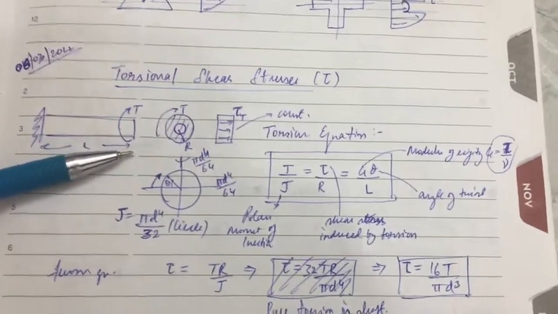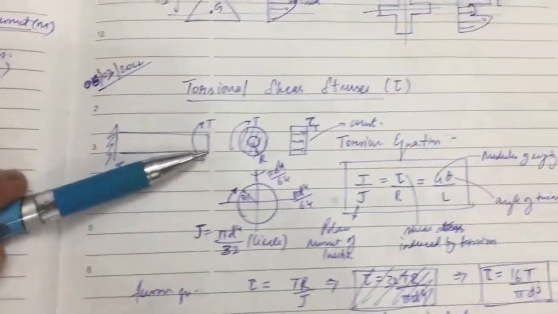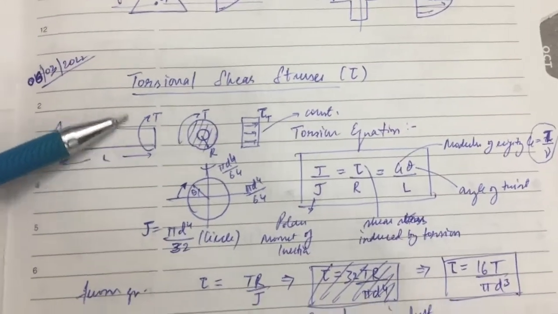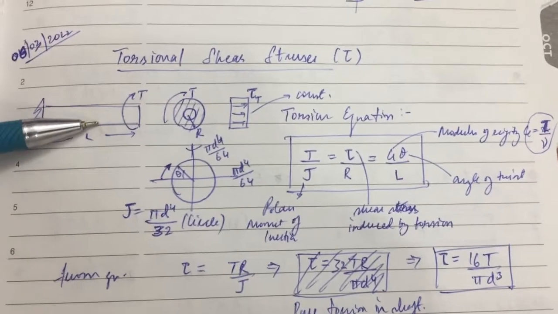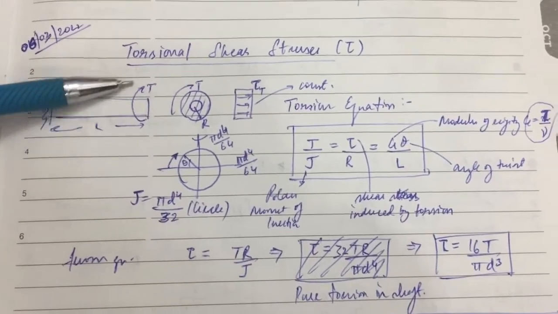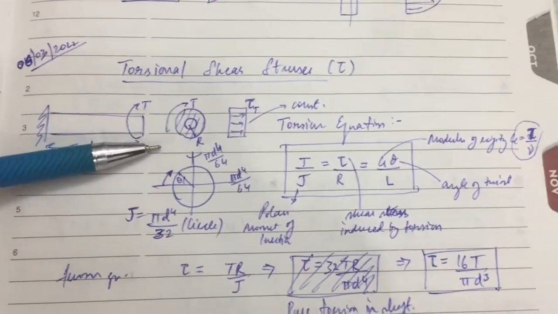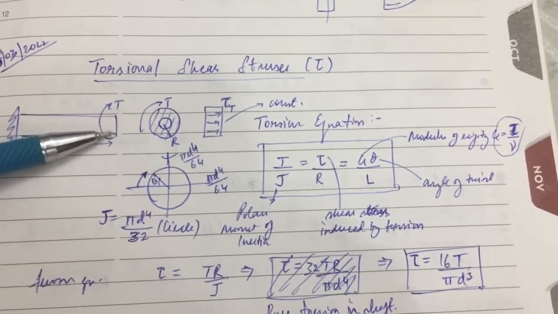Hello. In the strength of materials interview preparation part 7, let's discuss the torsional shear stresses. In the given shaft like this, if we create a torsion, if we twist the rod like this, what will be the shear stress induced in the shaft?